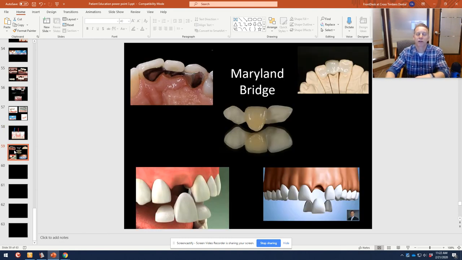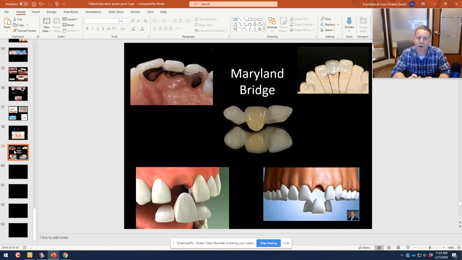And that brings us to the last thing, called a Maryland bridge. This was developed back at the Maryland Dental School. That's why it came up with that name. But basically, it's just using the lingual surfaces of the teeth to make these wings that are glued onto the back of the teeth. So you don't have to reduce down the enamel on those two abutment teeth. That's great, that you get to conserve enamel, and these can work.